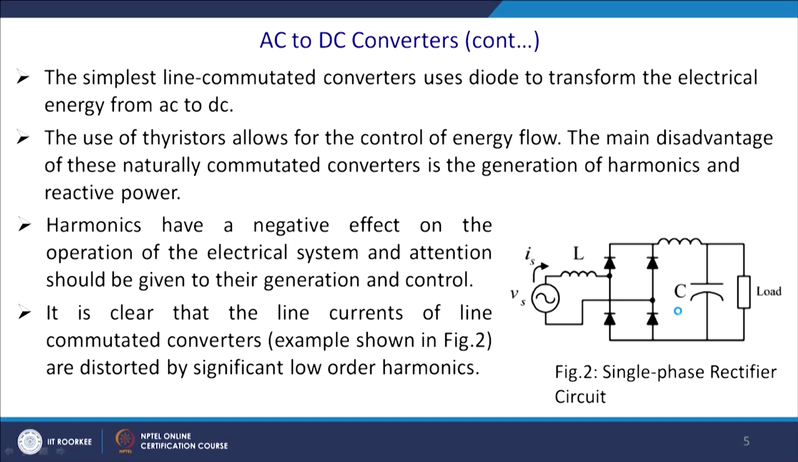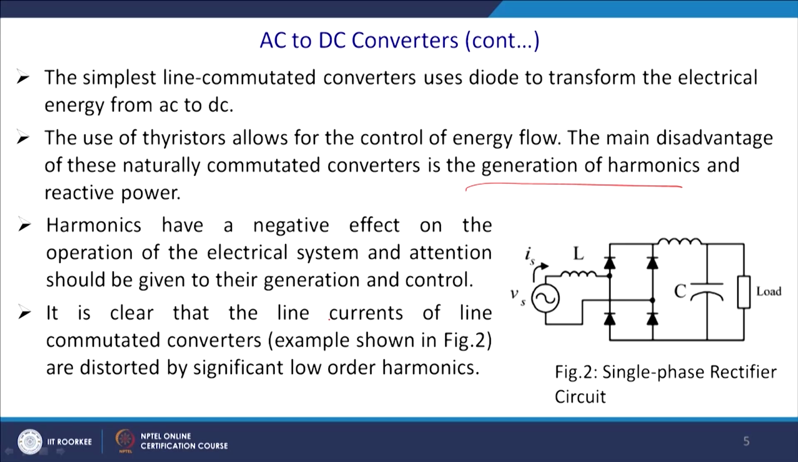Now, you have studied this in the power electronics courses, it is just a revision. The simplest line commutated converter uses a diode to transform electrical energy from AC to DC. The use of thyristor allows for controlled energy flow. So, you can control the firing angle.